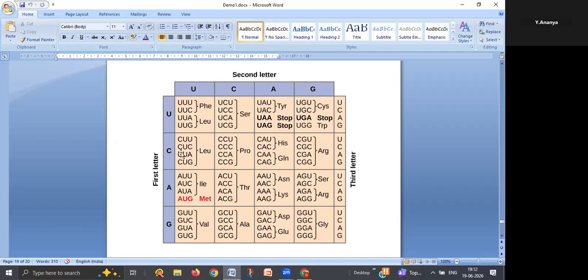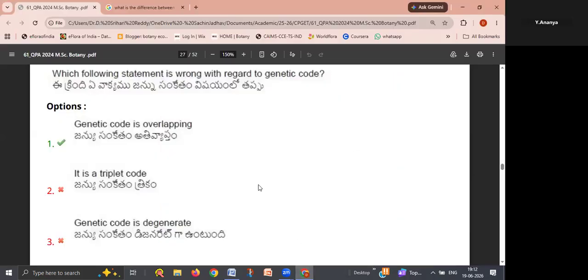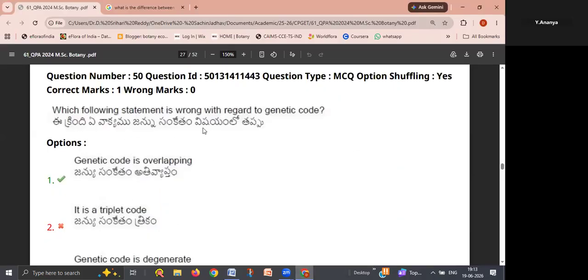If in the mRNA any one of the 4 triplet codons given is there, this codes for leucine. This is called degeneration of the genetic codon. That you have to remember. So next, what is the wrong statement here?